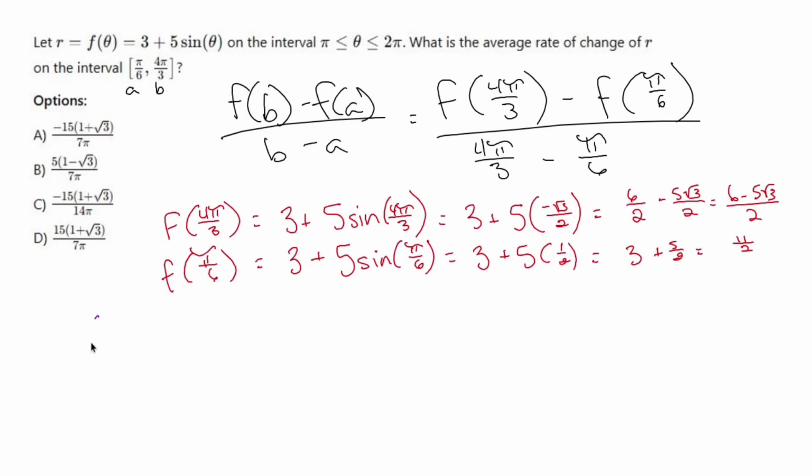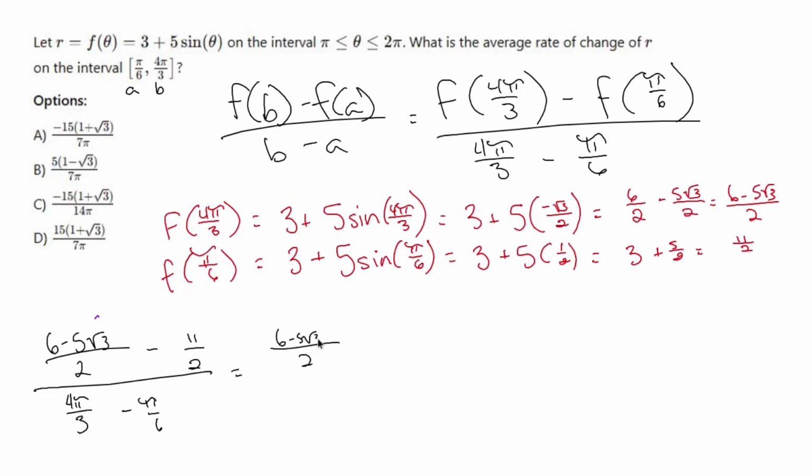So let's put it all together. We have f of 4 pi over 3, which is going to be 6 minus 5 root 3 over 2, minus f of pi over 6, which is 11 over 2, all over 4 pi over 3 minus pi over 6. Numerator, not so bad. All you have to do is just combine these, actually, not multiply anything. Combine them, and you get 6 minus 5 root 3 minus 11.